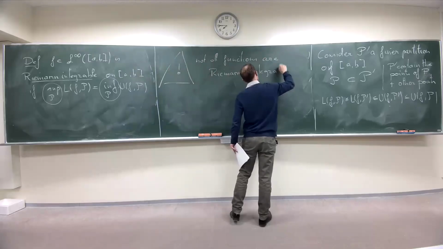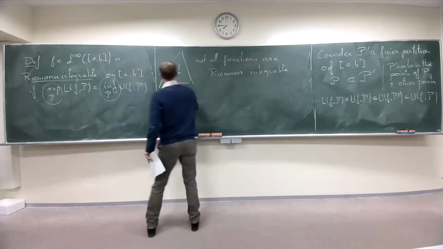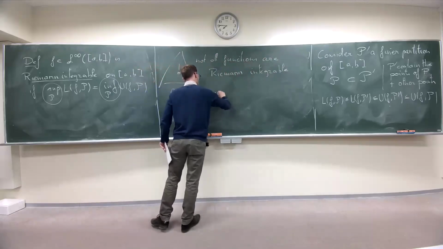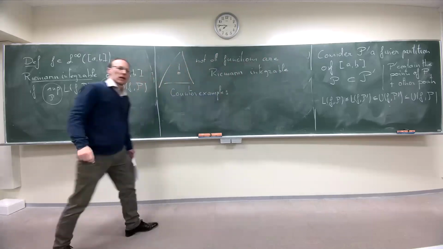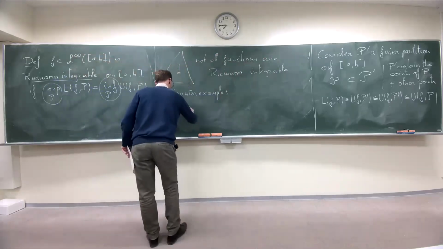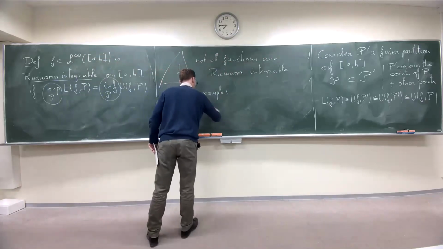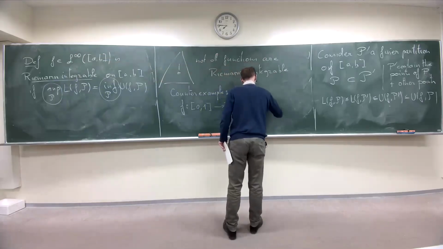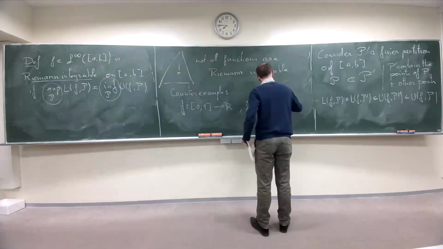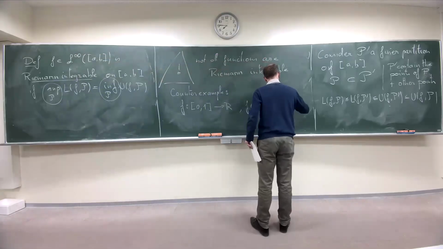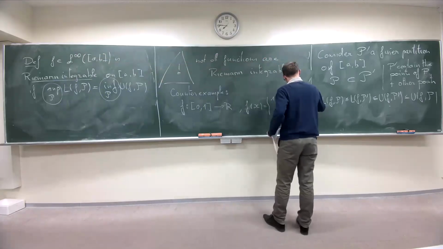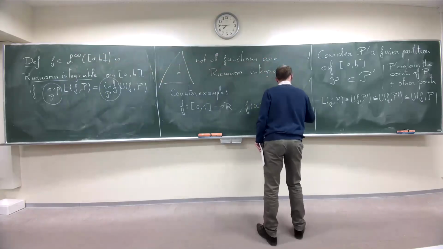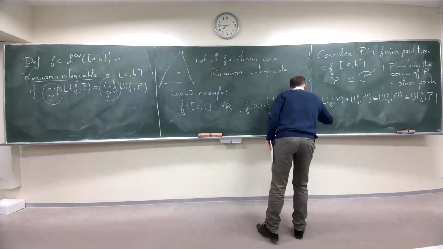So let me give you a counterexample. The counterexample considers a function f simply on [0, 1] with values in R. I give this example in Calculus 1. f of x is 1 if x is in Q, a rational number, and 0 if x is in R minus Q.